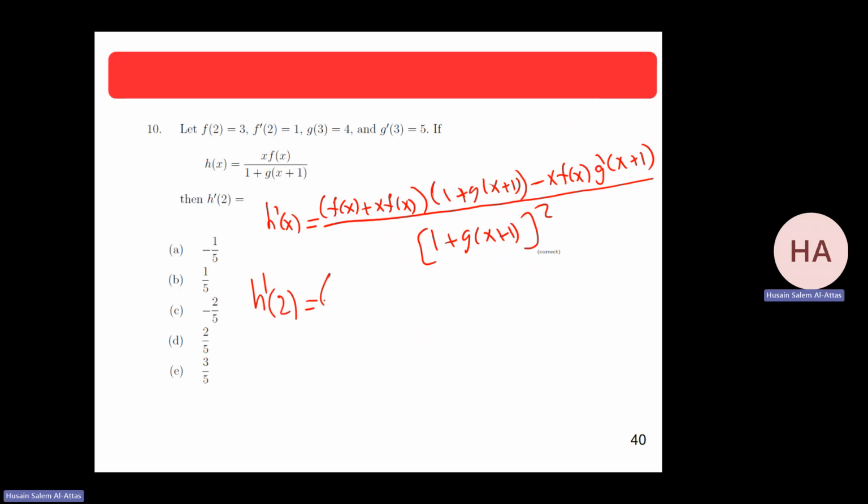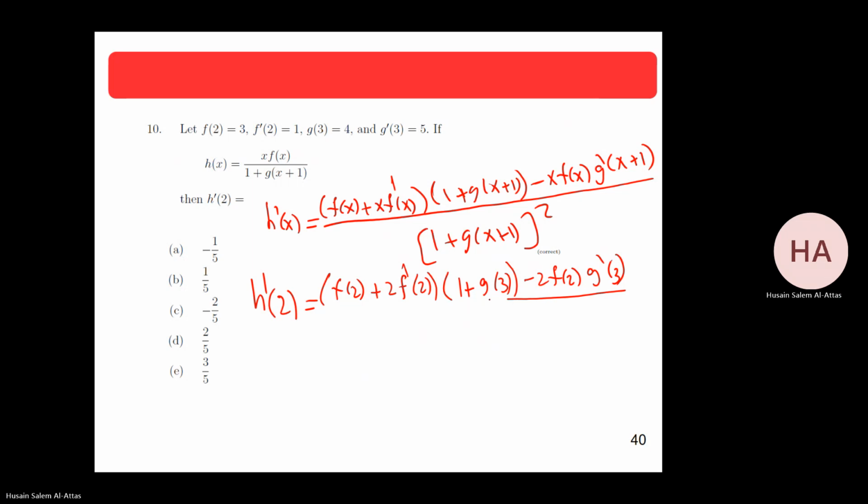Yeah, now let us be careful. That will be f of 2 plus 2. Sorry, this is f prime. No, wait a minute. Yeah, it will be 1 plus x f prime. That will be f prime at 2 times 1 plus g at 3. Okay, minus 2 f at 2 g prime at 3, over 1 plus g at 3 square.